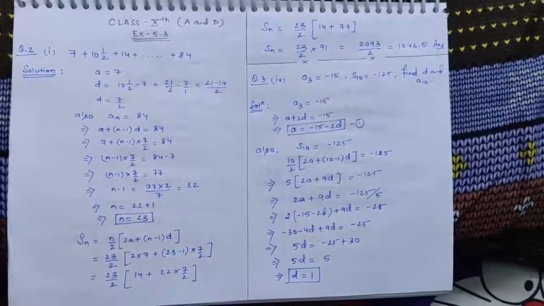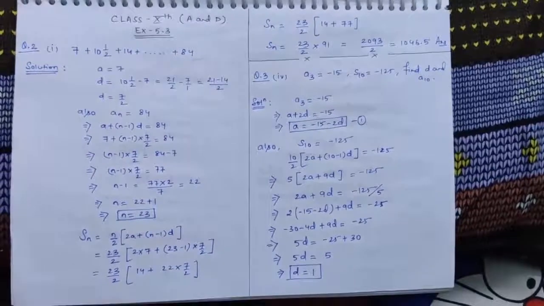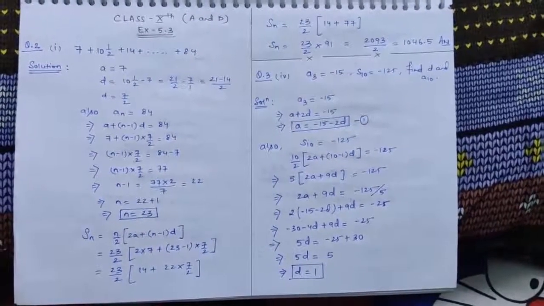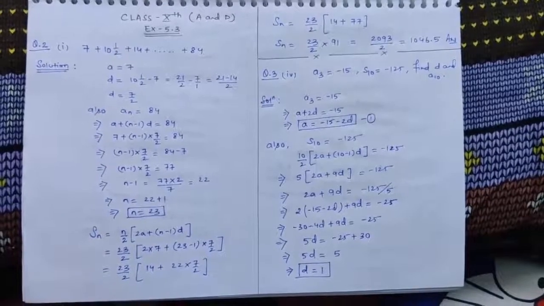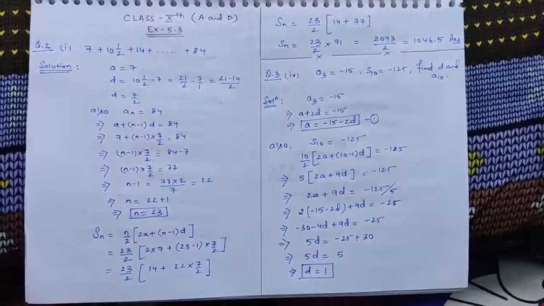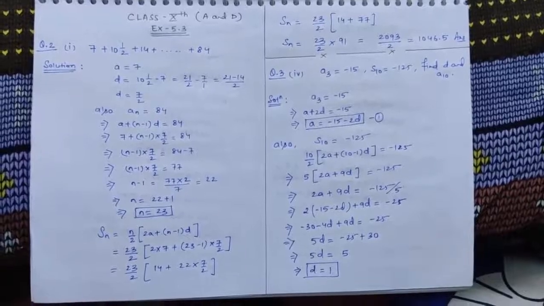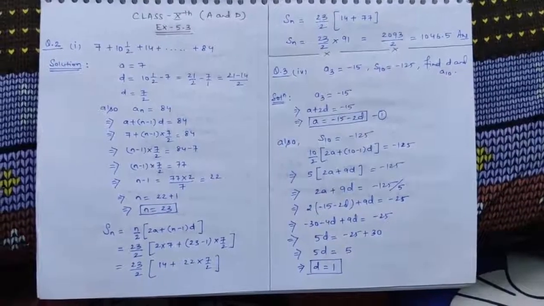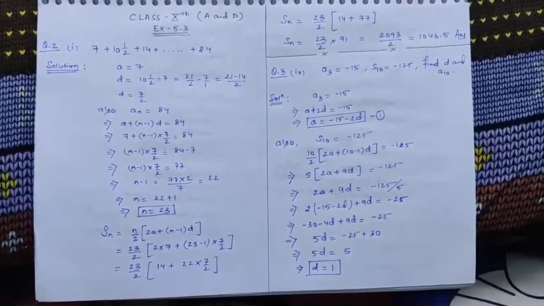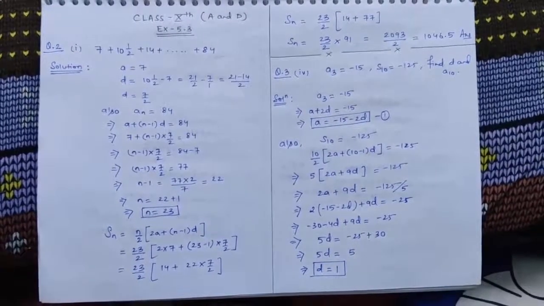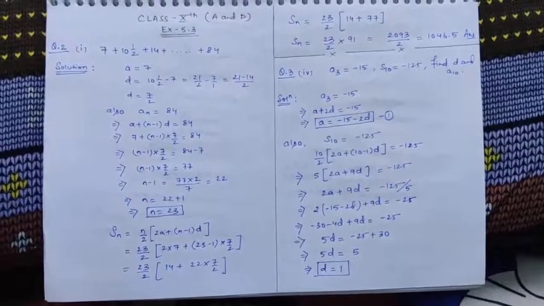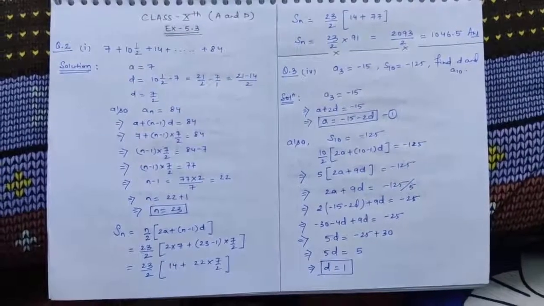Now in question number 2, which is the third question, fourth part of 5.3, the third term a3 is minus 15 and the sum of 10 terms is minus 125. In some books it is given as 125, in some books it is given as minus 125. So I have taken it as minus 125. We have to find the value of d and then the value of the 10th term.